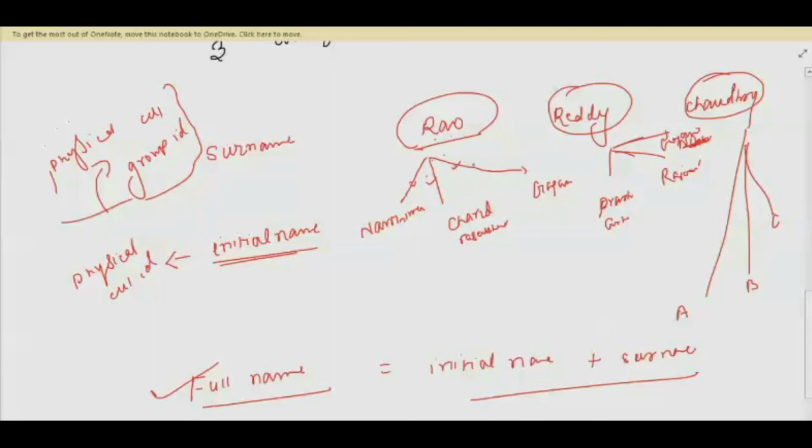Whatever initial name you use in Rao, I can use the same initial name in Reddy. But within the same group, within Reddy, three names, Gagan, Rajiv, Prasad, all these three names are unique. So to write the full name, we need initial name plus surname, which gives the full name. Full name is your physical layer cell ID, and that value is anything between 0 to 503.